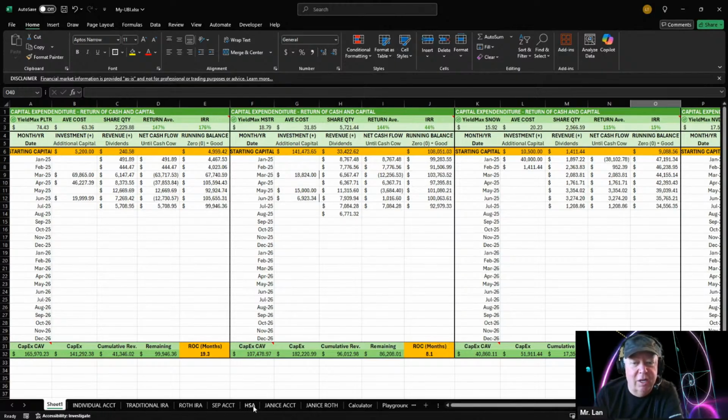So I've given you all these iterations of these different spreadsheets. And this is the new one. This is the new one that I'm working on right now.